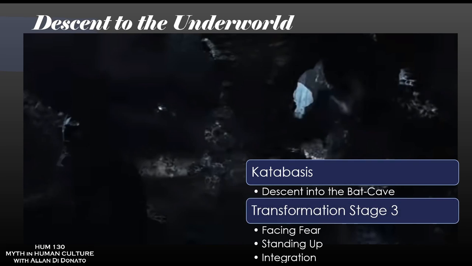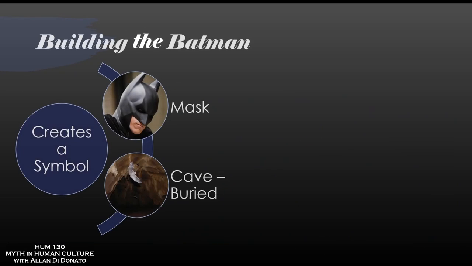He's facing his fear. He's standing up. And it's an integration of his emotions, right? He's becoming more united in his personality. So this is important. Now, we go on to the development of the character, right? You've got the building of the Batman. He's creating for himself a symbol, which he already discussed with Alfred, and is going to require the costume, the mask, all the equipment that goes with it. You've got the cave, which is going to be his headquarters. It's kind of like he's burying a certain part of himself down in the cave, and he emerges into the night to fight crime.